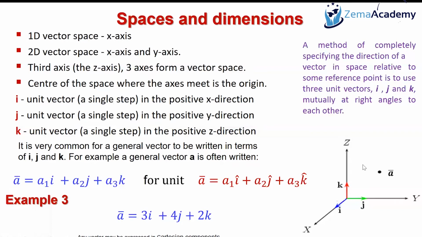Another way, just to make it clear, is that in some mathematics textbooks, you may find that these unit vectors are not just indicated by I, J, K. You may find that they have a cap over them. I did explain this earlier when I was giving you the definition of a unit vector: sometimes you put a hat over the unit vector, which again represents that it's a single step in either of the XYZ directions.